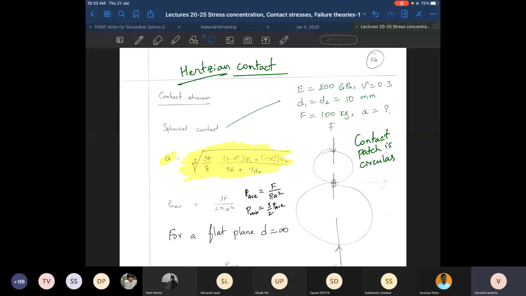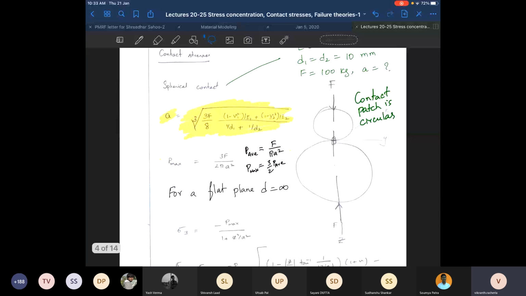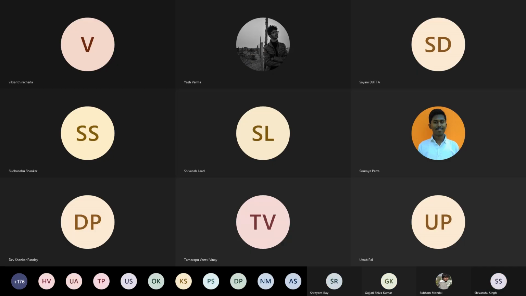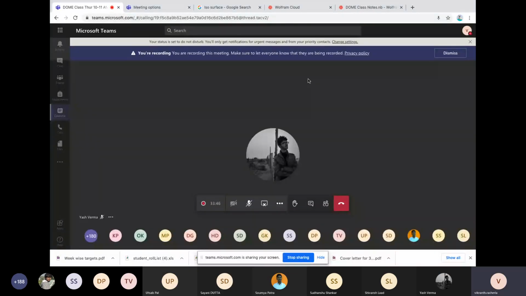Okay, so anyhow, so you have this. Now just to see what is the contact patch size, and what is the kind of pressures which get generated. Okay, let me change the screen. Okay, so you can see my screen, right?